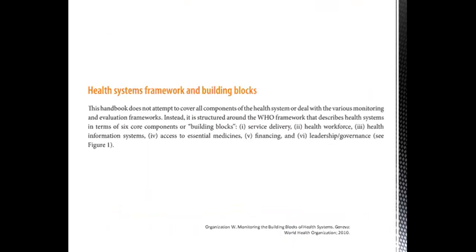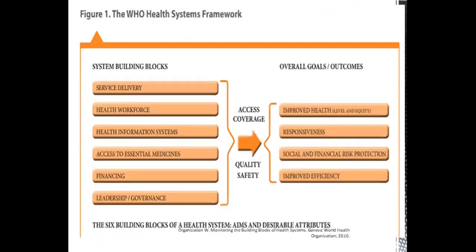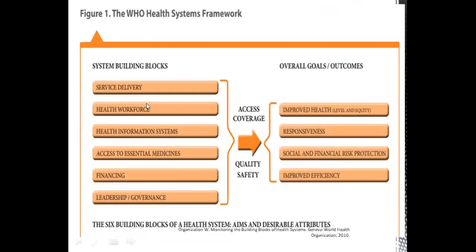Health system framework and building blocks. The WHO handbook covers all components of the health system and deals with various monitoring and evaluation frameworks. It is structured around the WHO framework that describes the health system in terms of six components, the six building blocks framework: service delivery, health workforce, health information system, access to essential medicines, financing, and leadership and governance.